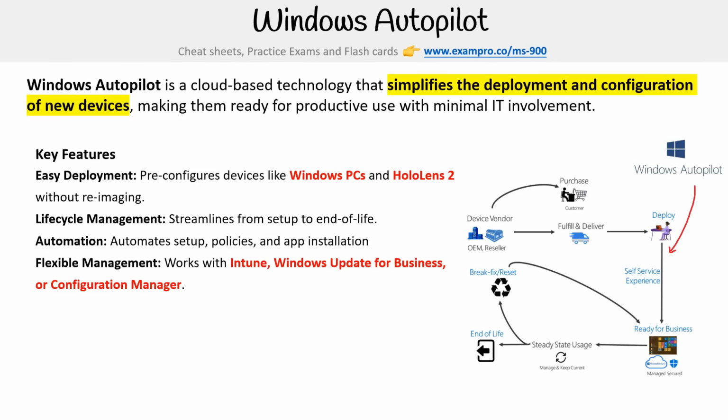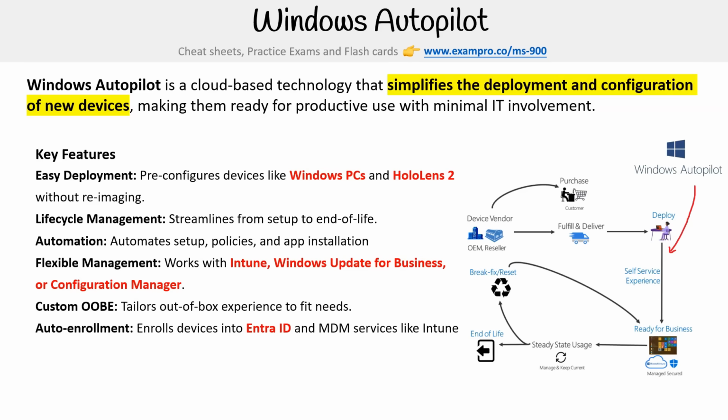Flexible management, works with Intune, Windows Update for Business, or Configuration Manager. Custom OOBE, tailors out-of-box experience to fit needs. Auto-enrollment, enrolls devices into Entra ID and MDM services like Intune. And Quick Reset, rapidly reset and repurpose devices. And with these capabilities, Windows Autopilot transforms the device setup process, allowing your team to work more efficiently from the start. So that's an overview of Windows Autopilot.